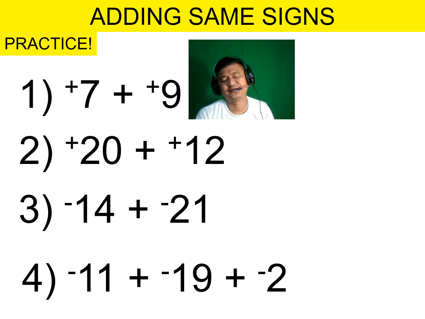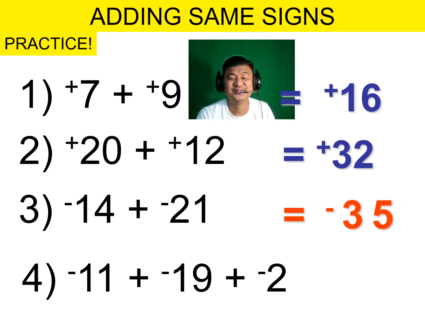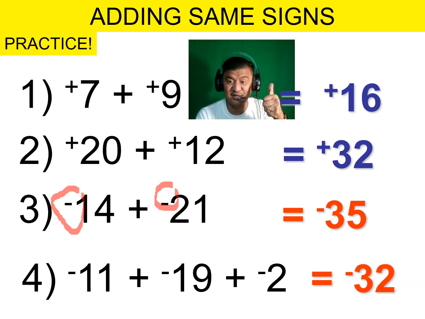Try this. Pause. Okay, ready. Answers. Positive 16. Positive 32. Yes, it's negative because they're both negatives. Yes, and the last one. Correct. Good job.